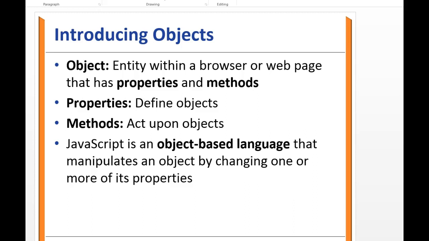JavaScript is basically an object-based language that manipulates an object by changing one or more of its properties or applying a method that affects the object's behavior within the web page or the browser.